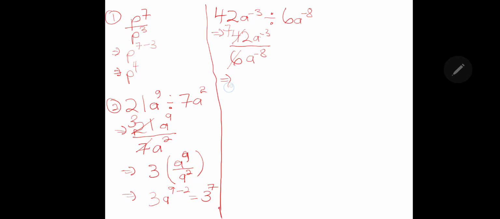So it means you get 7, and then you write your base. And then, according to the law, you subtract. So you subtract the negative number. You see, when two same bases are dividing, you subtract their index. So we have 7a to the power negative 3 minus negative 8, so plus 8. And you know this gives you 7a to the power positive 5. So that's the answer. You understand?